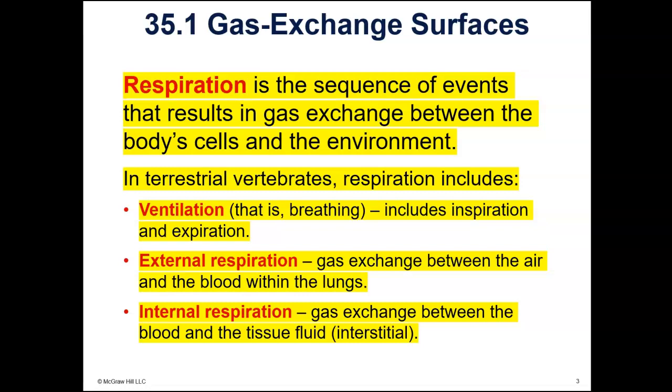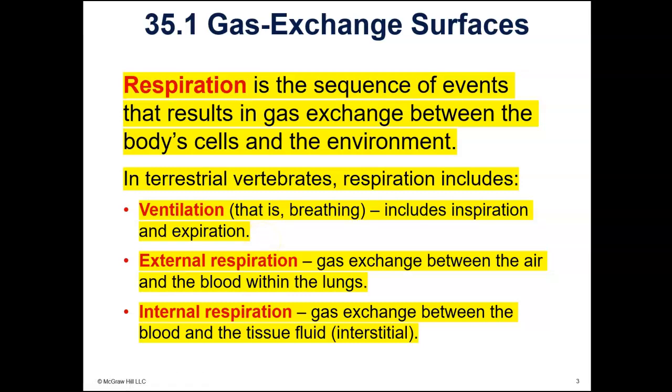Now, the first time that we encounter oxygen and carbon dioxide is not technically gas exchange, but it's called breathing or ventilation. So ventilation and breathing are the same thing. And ventilation includes inhaling and exhaling, or the words that you tend to see in biology and anatomy classes are, instead of inhale, inspire, inspiration, and expiration. So ventilation is inspiring and expiring. It's breathing in and breathing out.